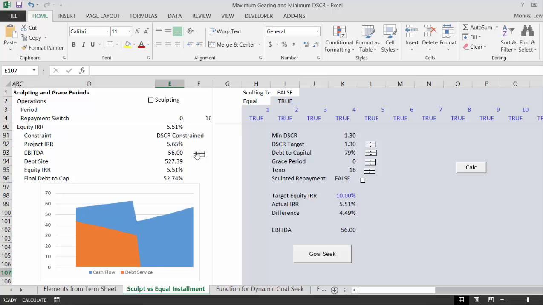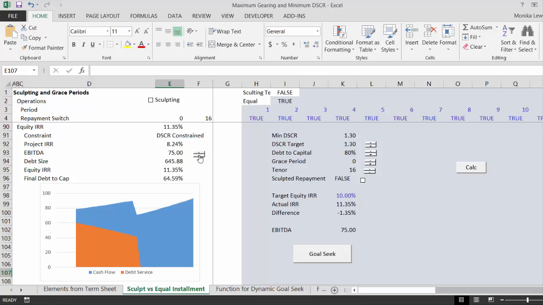If we had a really big, high project IRR, then we eventually get to the debt to capital constraint. And why did I not put 80%? Excuse me for doing that. Okay, so the first issue is when you have a high project IRR, then we reach the debt constraint, and then the equity IRR is really high because the project IRR is so high.